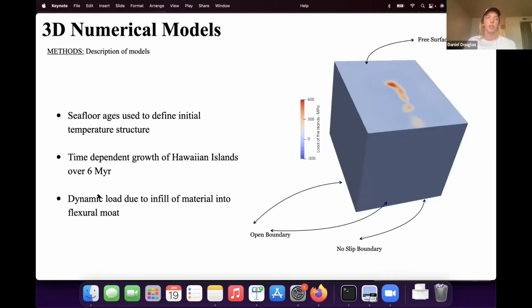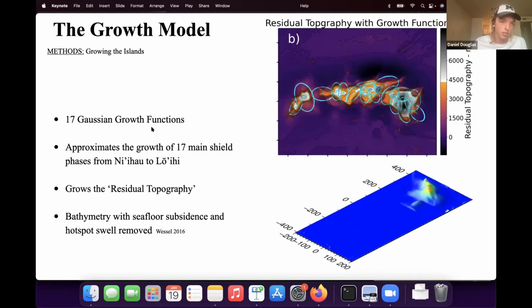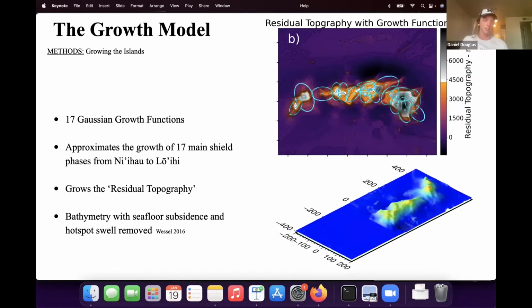And then we also implemented into ASPECT, this is something I did at one of the hackathons, a way to calculate a dynamic part of the load, which simulates the infilling of material into the flexural moat. So you can imagine that, as the island builds and the lithosphere is compressed, that moat part is going to be infilled with material like sediment or volcanic edifice in the case of an island shape like this. And if you're not accounting for that additional load, you're severely under predicting the magnitude of the load in your models.